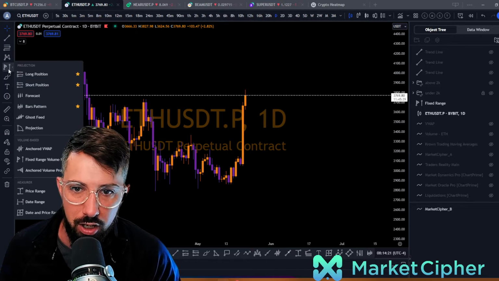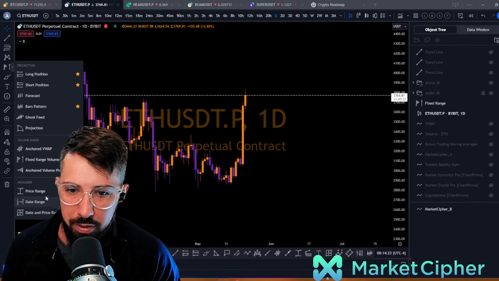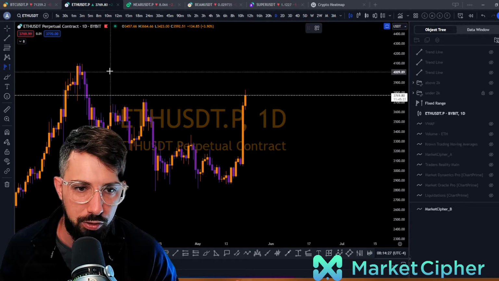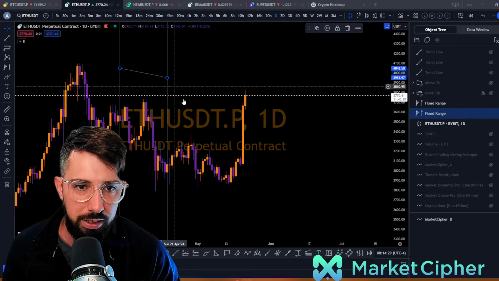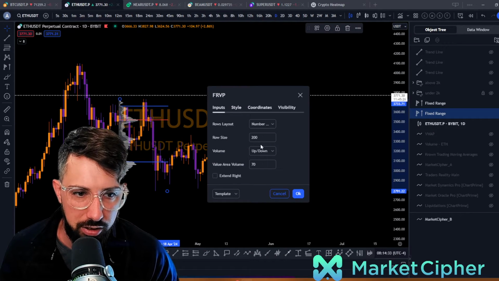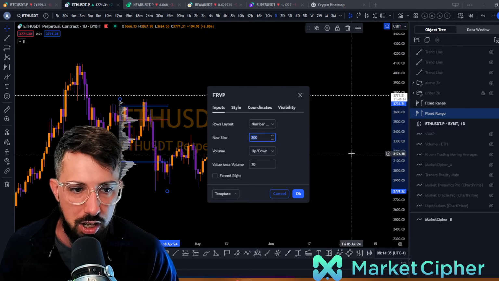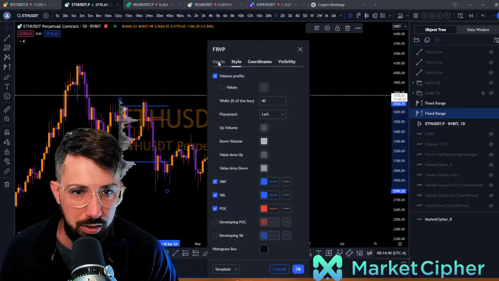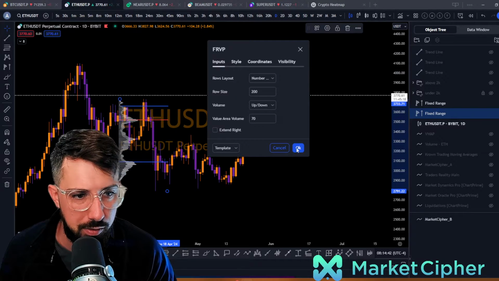You come over here on your tools, projection volume based, and you get your fixed range volume profile tool, okay? And you pull this between areas, okay? The only settings that I have changed is the color and the row size is set to 200. Okay, you can copy this here if you would so like to have the same as mine.